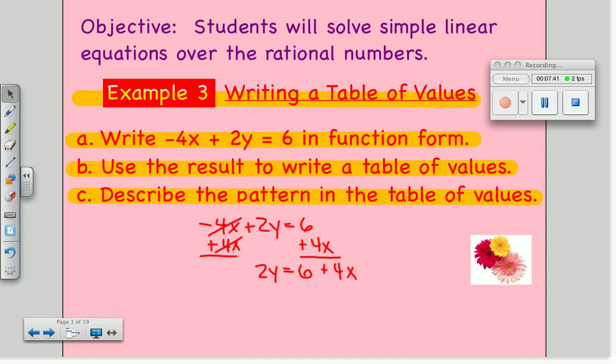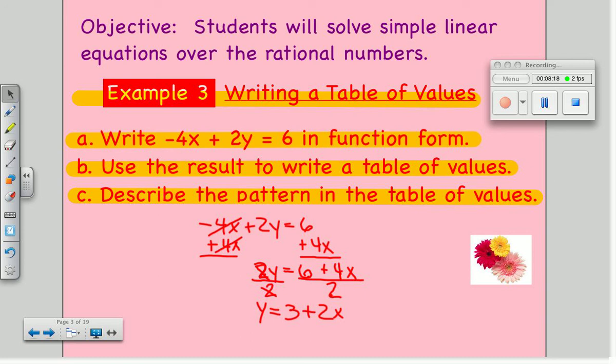So the y is still not by itself. The y is now being multiplied by 2. What's the opposite of multiplication? Division. How much do I divide by to get rid of that 2? I divide by 2. If you do that on one side, you have to do that on the other side. So 2 divided by 2 is 1, so 1y is y by itself. 6 divided by 2 is 3, plus 4x divided by 2 is 2x. So y equals 3 plus 2x.